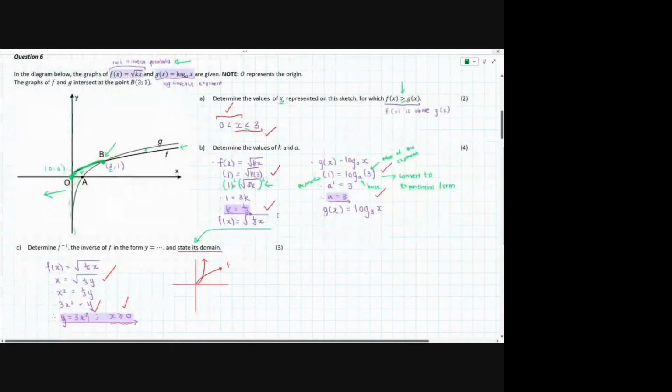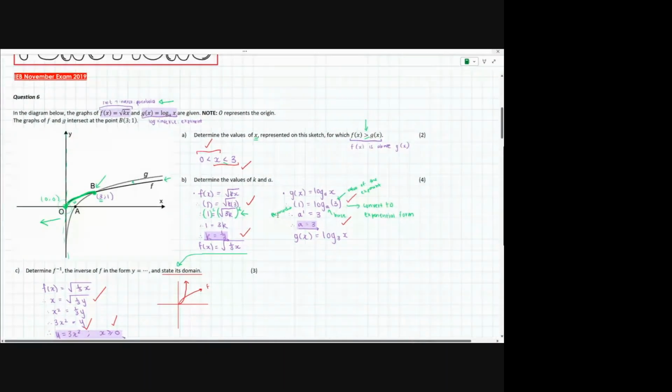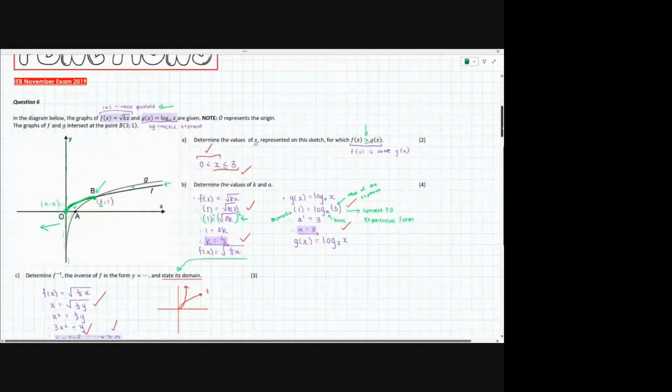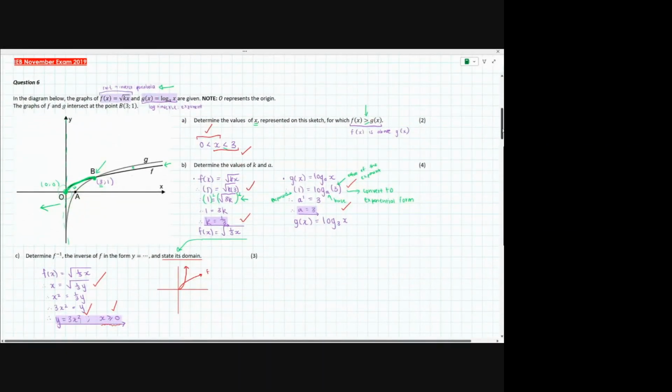Sorry. Let's take a screenshot of this first question, so that you can see the IUB thing if you want that. And then we'll have a look at the next one. All right, so guys, again, please don't forget that domain restriction, especially for root functions and parabolas, incredibly, incredibly important.